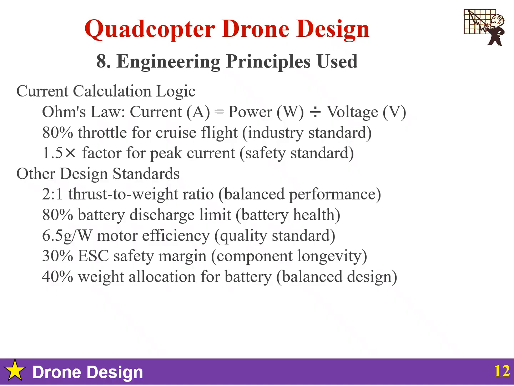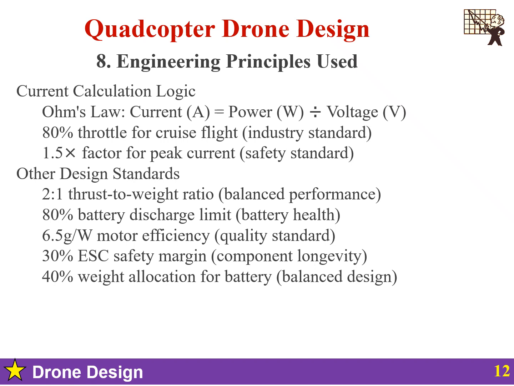The next is 40% weight allocation for battery. This percentage has remained remarkably consistent from 1 kg to 5 kg, suggesting it represents a fundamental optimum in electric aircraft design. The new engineering principle at 5 kg scale.